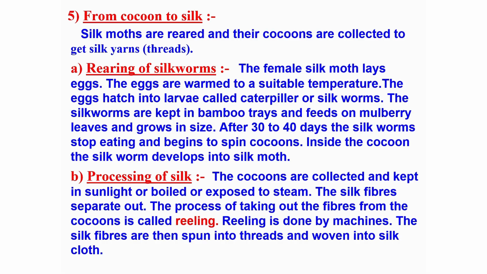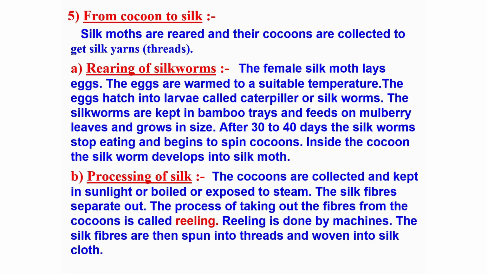After 30 to 40 days, the silkworms stop eating and begin to spin cocoons. Inside the cocoon, the silkworm develops into silk moth. Processing of silk. The cocoons are collected and kept in sunlight or boiled or exposed to steam. The silk fibers separate out. The process of taking out fibers from the cocoons is called reeling.